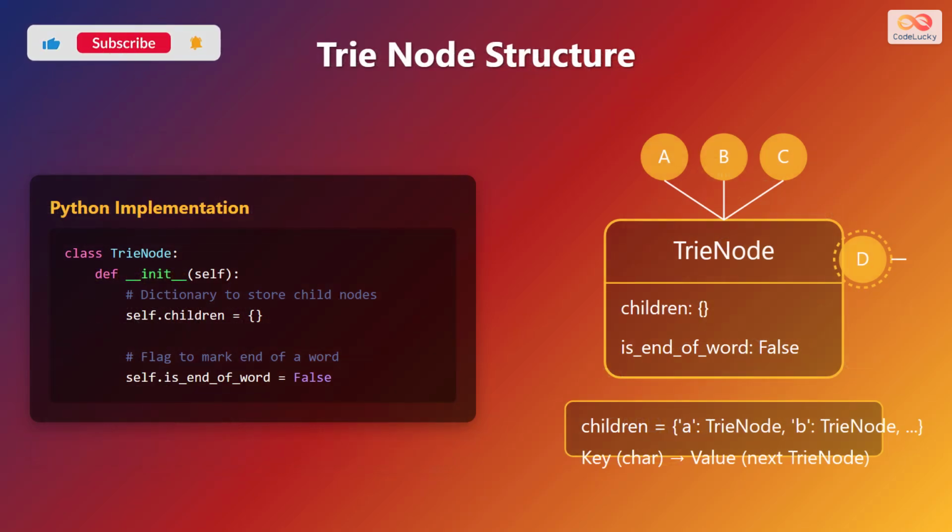Let's examine the structure of a trie node using a Python implementation. Each trie node contains a dictionary called children. This dictionary stores child nodes, using characters as keys. A Boolean flag, is_end_of_word, marks the end of a valid word.